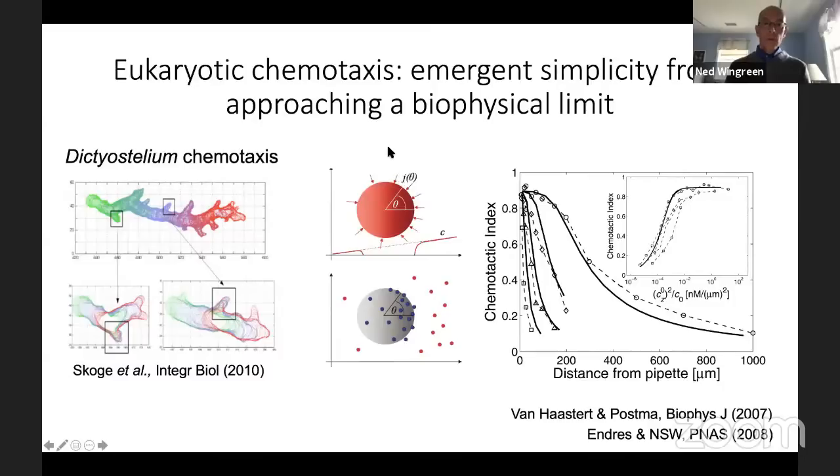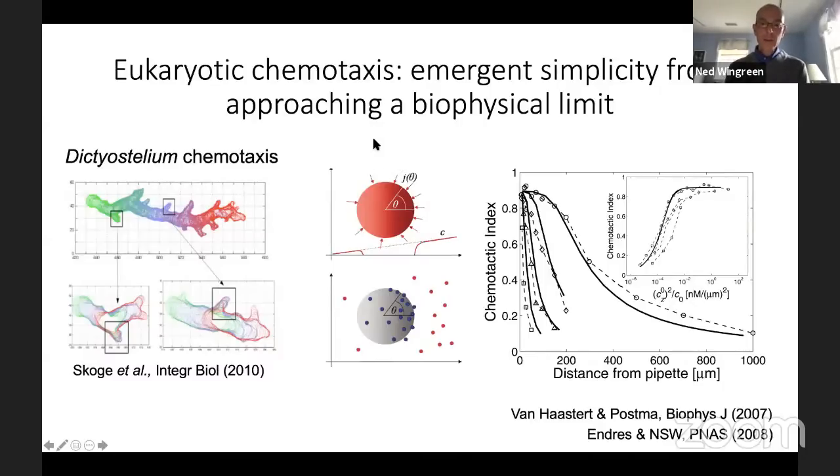So with those examples in mind, you could say, well, that's still pretty simple. It's sensing something, you know the problem at least. It's sensing a ligand concentration or it's sensing a gradient. Can we ever hope for some kind of underlying simplicity when the task at hand is not so simple?